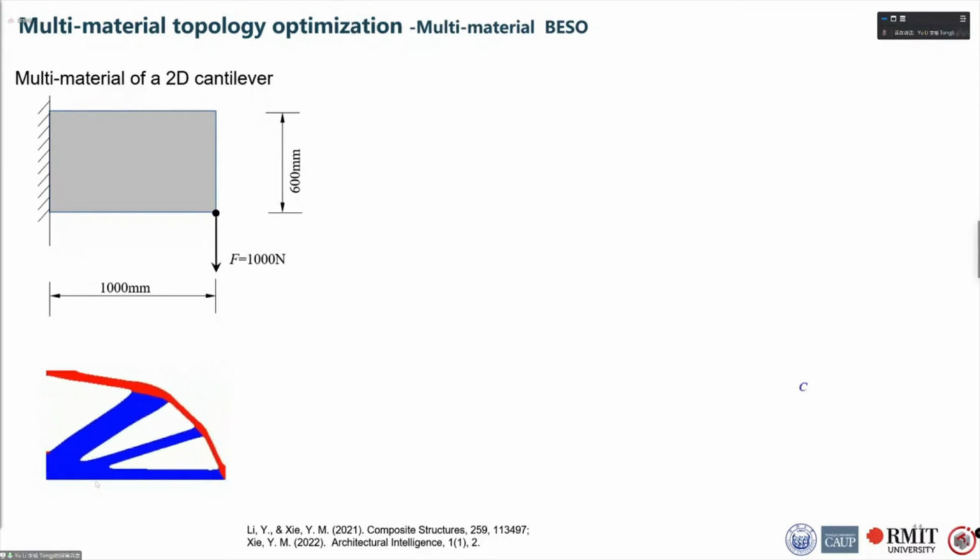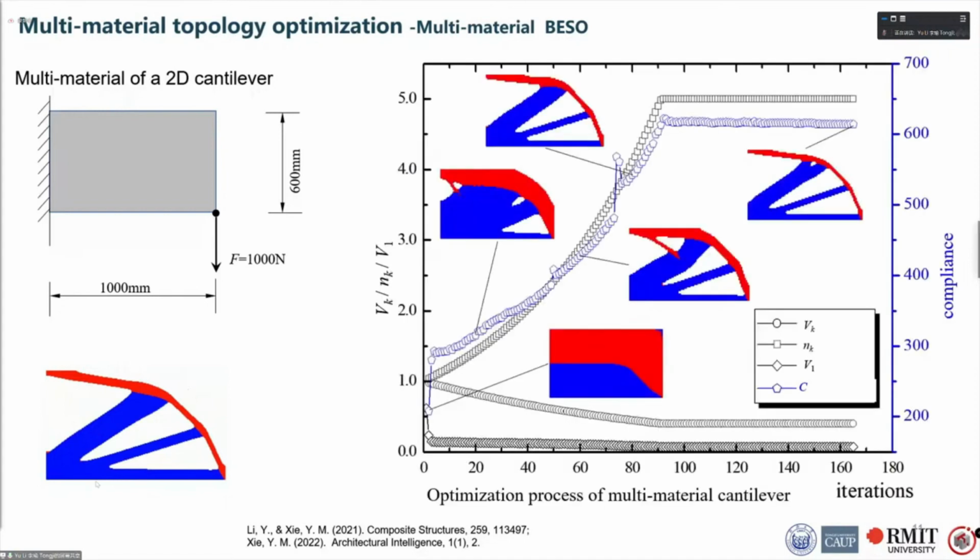After about 100 iterations, a reasonable multi-material distribution is achieved. The steel material is mainly located in the upper region of the continuum, responsible for tension, and the concrete is mainly distributed in the lower region of the structure, responsible for compression. The two materials form an efficient composite structure.